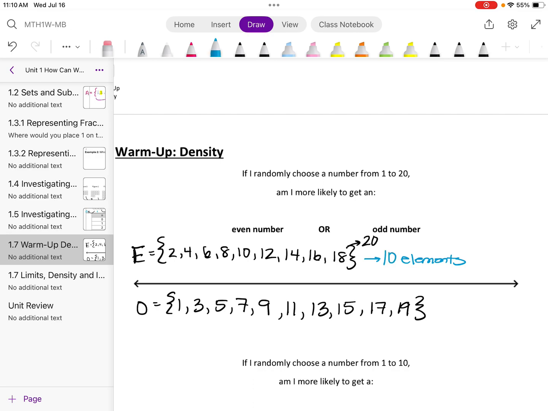And then how many elements are in my odd set? I've got 1, 2, 3, 4, 5, 6, 7, 8, 9, 10. 10 elements. So am I more likely to get an odd or an even number? I'm going to say that they're the same, that they are both just as likely to happen as the other.